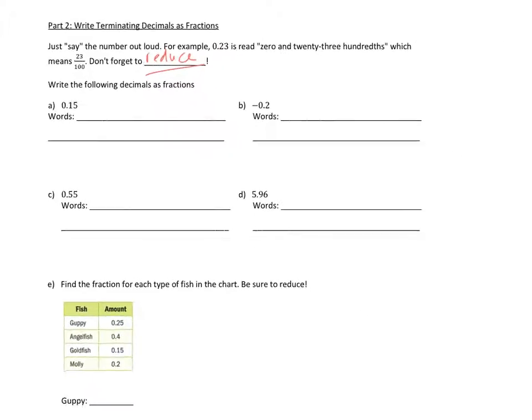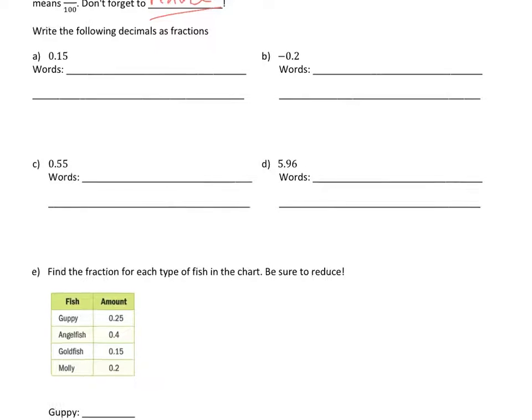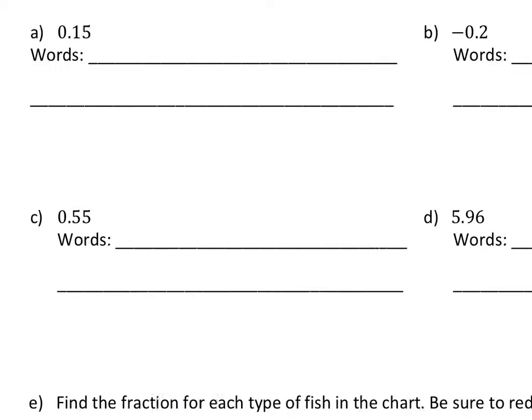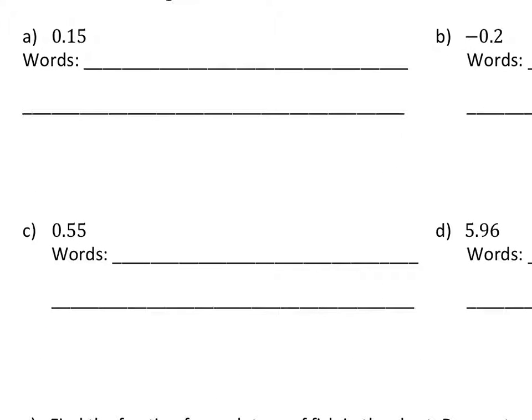Even though I've been testing you this year, last year, and in 5th grade, you still need to reduce. Practice makes perfect. So letter A, write the following decimals as fractions. So this is not "zero point fifteen." Rehearse the way you had to do it in 5th grade so that this becomes easier for you. I see 0 and 15/100ths.